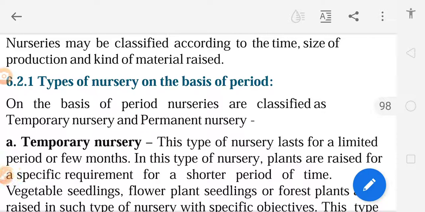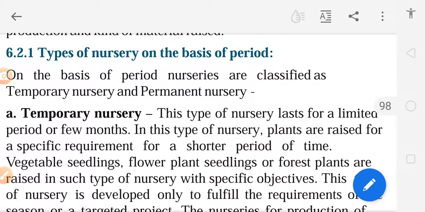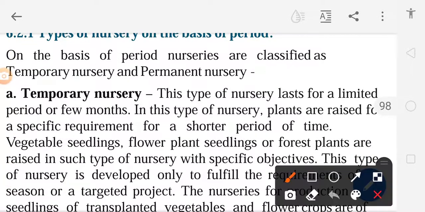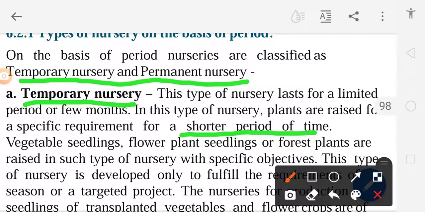Let us see on the basis of period. There are majorly two kinds of nurseries. One is the temporary nursery, and another is the permanent nursery. So temporary nursery and permanent nursery. Now in this temporary nursery, these nurseries are for a shorter period of time, and are for vegetable seedlings, for raising flower seedlings, or some flower plants, forest plants.